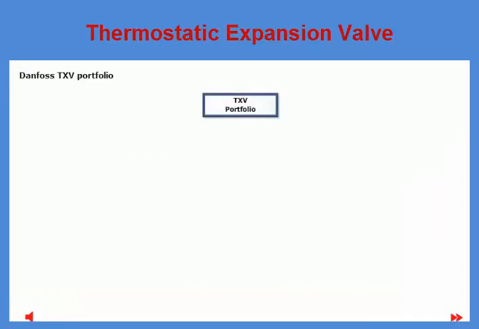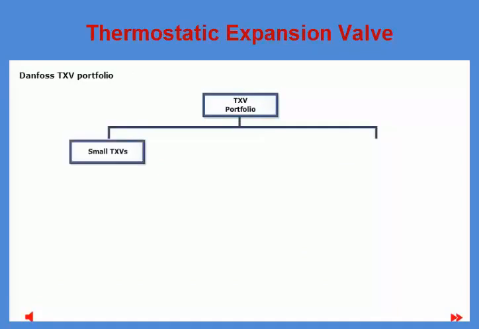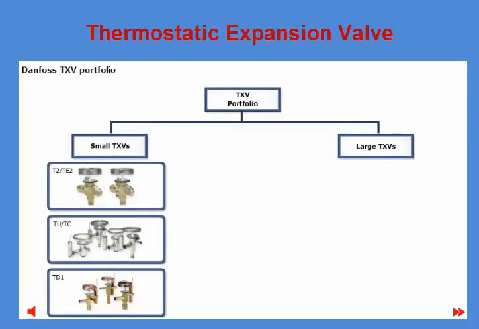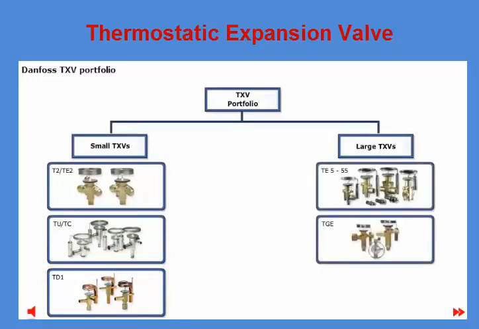The TXV portfolio consists of two different families of valves: small TXVs and large TXVs. The small TXV valves that are used for refrigeration units with a power rating of up to 26.5 kilowatts consist of T2, TE2, TU, TC, and TD1 valves. The large TXV valves that are used for refrigeration units with a power rating above 26.5 kilowatts consist of TE5 to 55 and TGE valves.